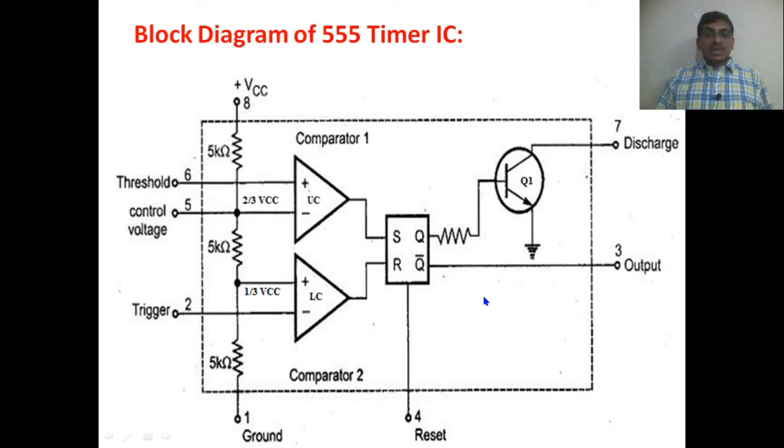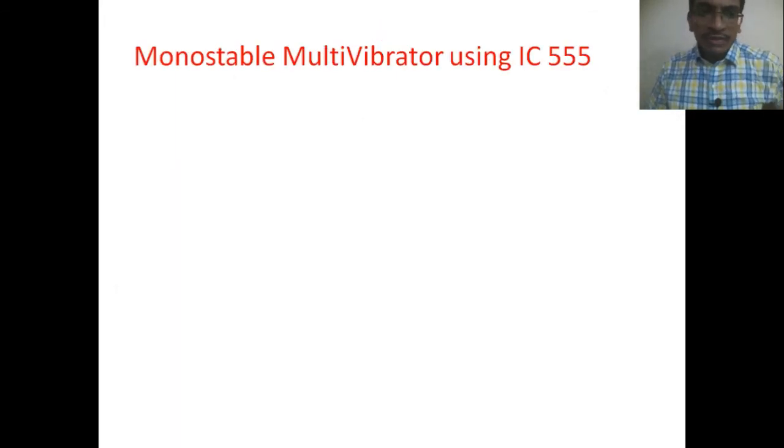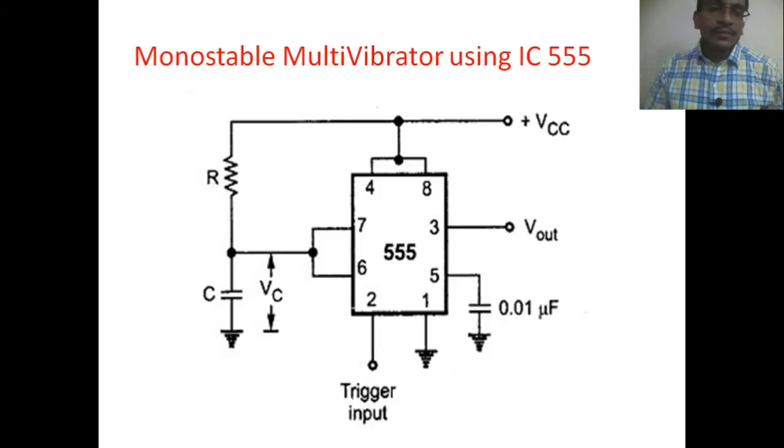Now we know that it will operate in two modes only. One is the monostable mode, another one is the astable mode. Any one of the modes it will operate in. So how we can convert the 555 IC into the monostable mode, we will see. So, monostable operation of the IC 555.